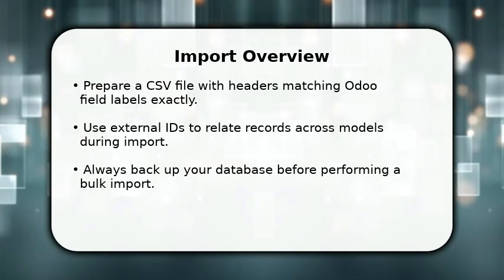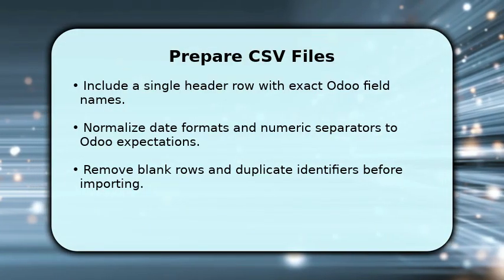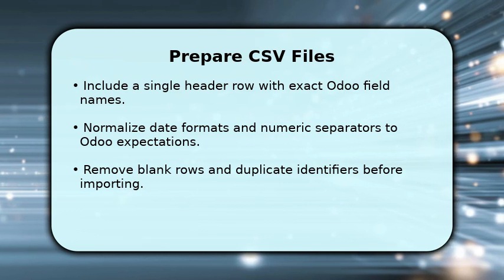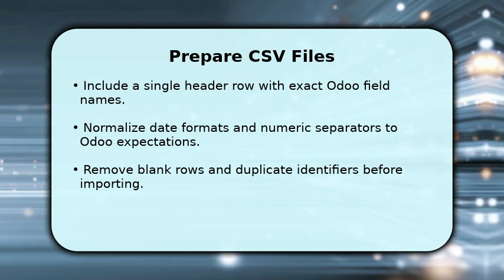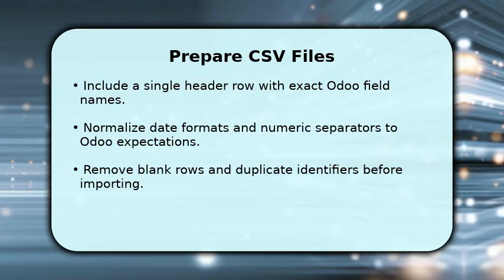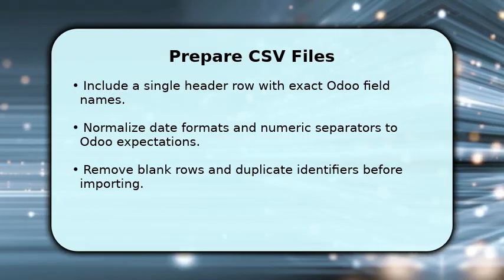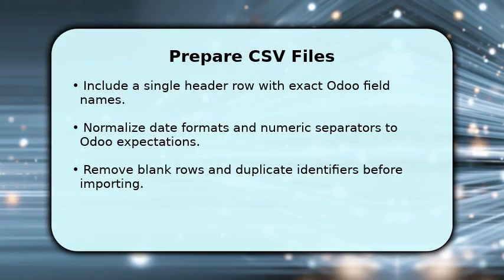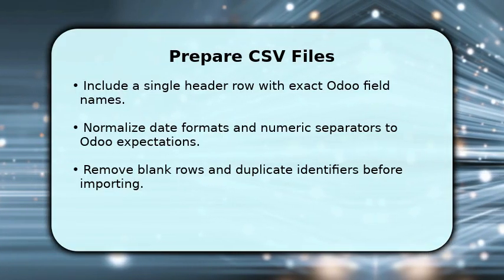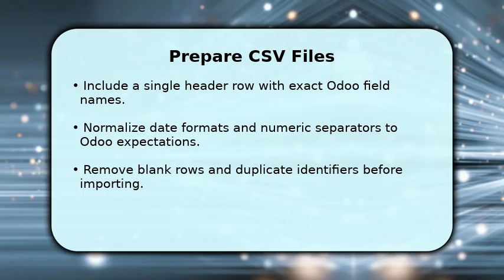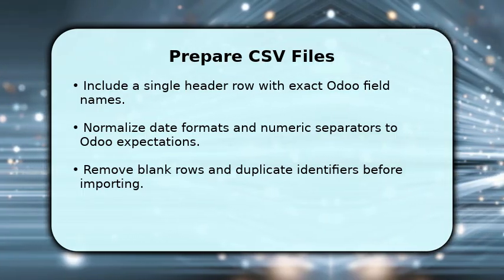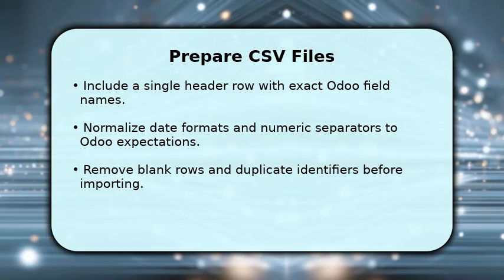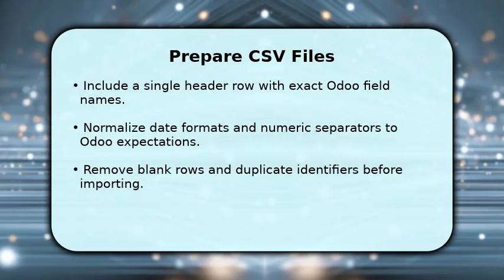for minimal disruption. Start by opening your CSV and matching each column header to the corresponding Odoo field name, then remove unused columns and blank rows. Convert date formats and numeric separators to what Odoo expects, and ensure ID or external ID are correct for relations. Save the file as UTF-8 CSV, create a trimmed test file of 50 to 100 rows, and keep a copy of the original export for reference if anything goes wrong.